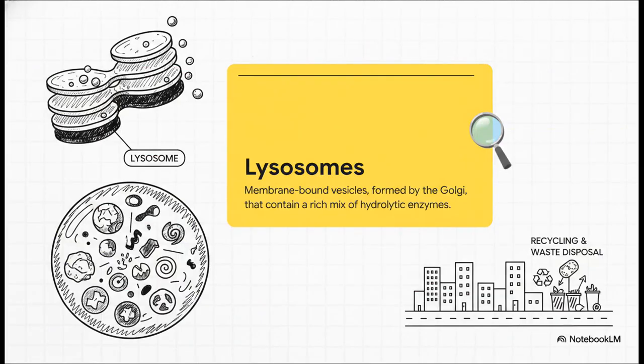destination. Now, one of the special packages shipped out by the Golgi becomes the city's recycling and waste disposal center, the lysosome. These are basically little sacks filled with super powerful digestive enzymes. They can break down carbs, proteins, lipids, you name it. They're the cleanup crew dealing with any cellular junk or unwanted materials.